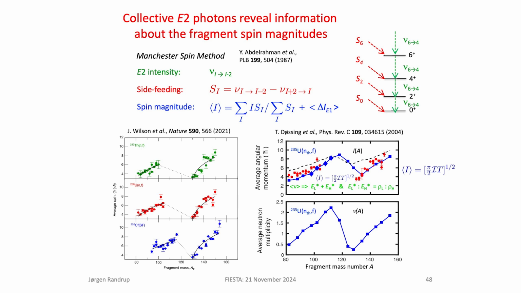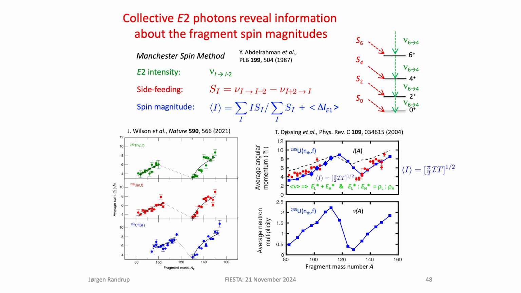And then, of course, once you get in here, you go down. So the next intensity is just equal to the intensity above, plus whatever comes in from the E1s, the side feeding here, right? And this means if you subtract, then you can find out what the average spin magnitude is by just averaging here over the side feeding, right?